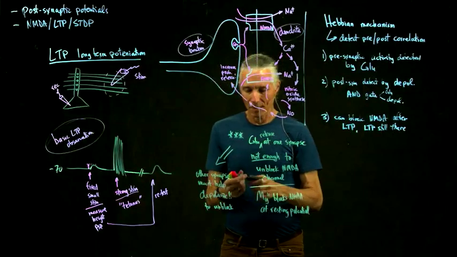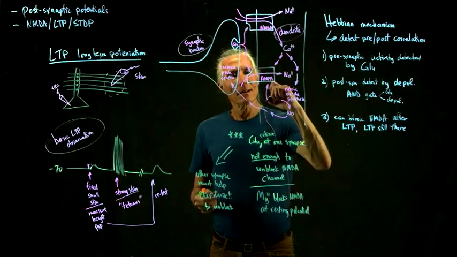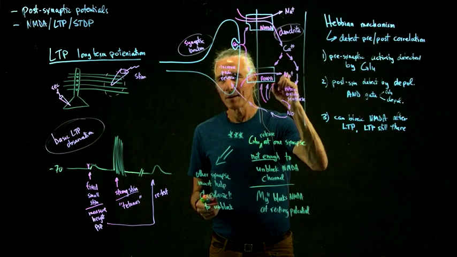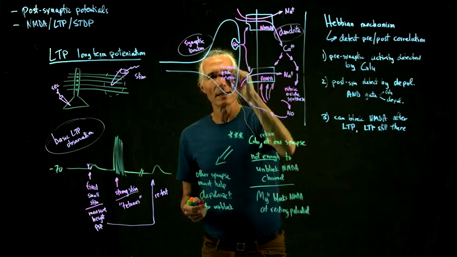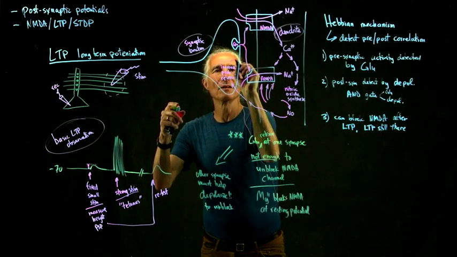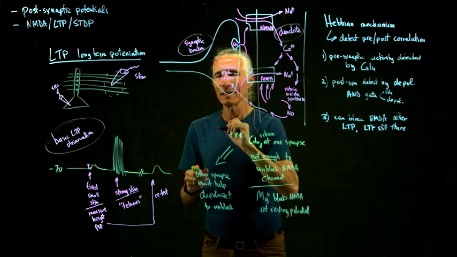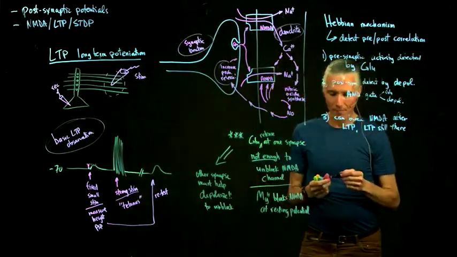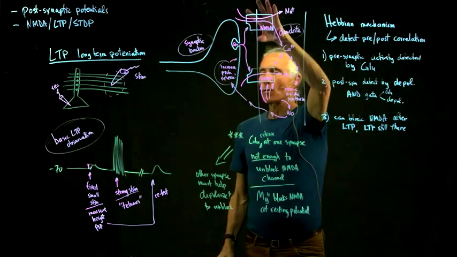So we could just tell the cell to make more AMPA channels so that the same amount of glutamate will give you a bigger burst, or we could increase the probability of release so that when a spike comes down, they'll be more likely to fuse a vesicle. Either one of those or both at the same time could do it. But none of those things require the NMDA channel.